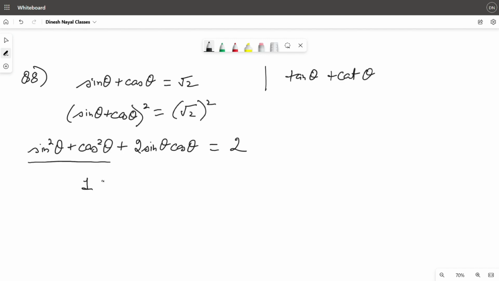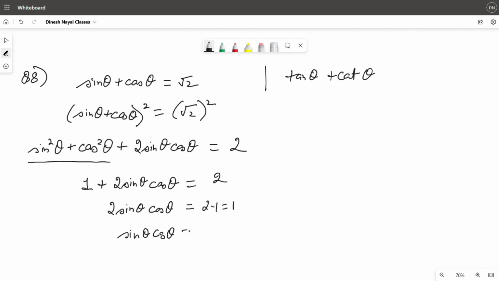So 1 plus 2 sin theta cos theta equals 2. Now taking 1 to that side, it will be subtracted. So 2 sin theta cos theta equals 2 minus 1, which is 1. Now cross multiplying, sin theta into cos theta will be 1 by 2. Now, coming to what we have to find: tan theta plus cot theta.